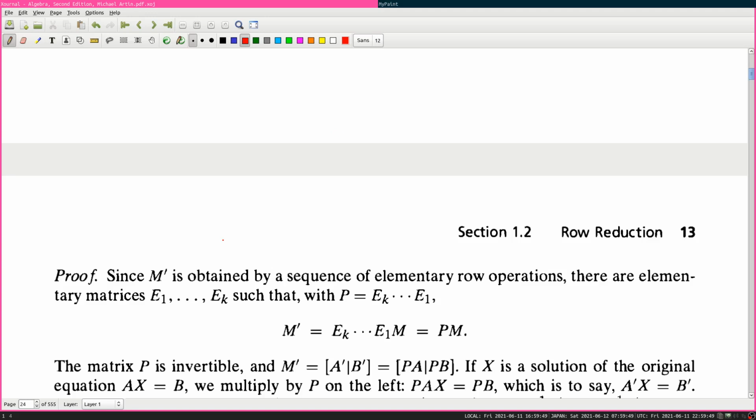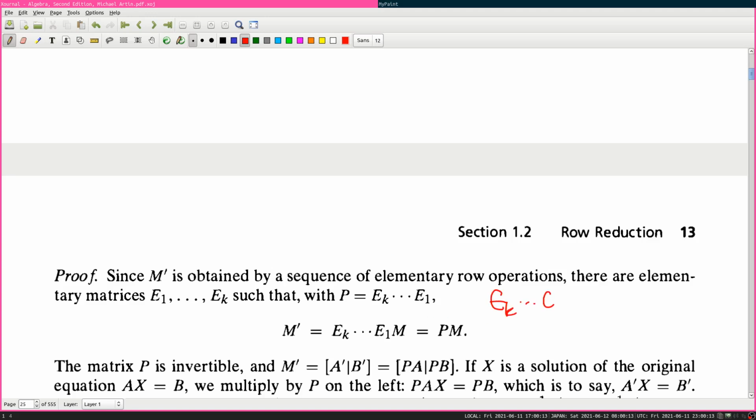Alright, let's look at the so-called proof. Since M prime is obtained by a sequence of elementary row operations, there are elementary matrices E1 up to Ek such that, with P equals Ek down to E1, M prime equals Ek down to E1 M equals PM. The matrix P is invertible. Each elementary matrix is invertible, so the product of elementary matrices is invertible.